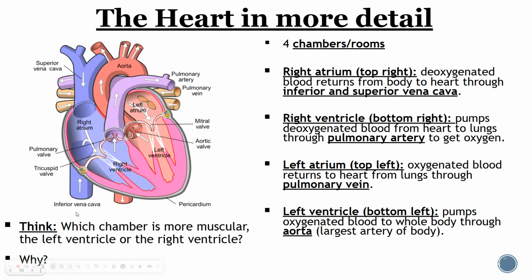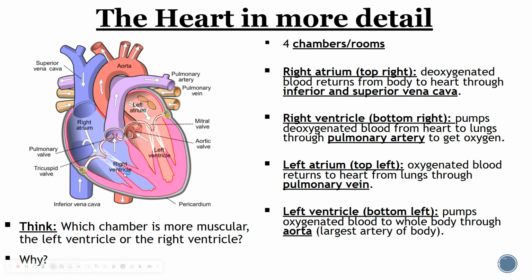So the deoxygenated blood is brought to the right side of the heart through the vena cavas. There's a superior one, and there's an inferior one. The superior brings the blood from the upper parts of the body, and the inferior, meaning below, from the lower parts of the body. And they enter the right atrium first. Then they go into the right ventricle.